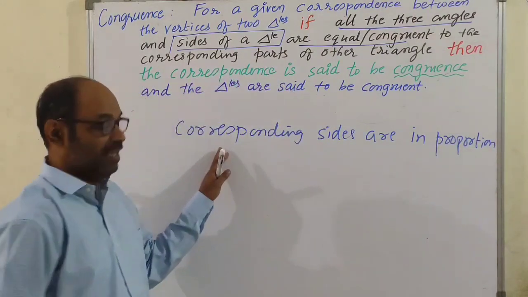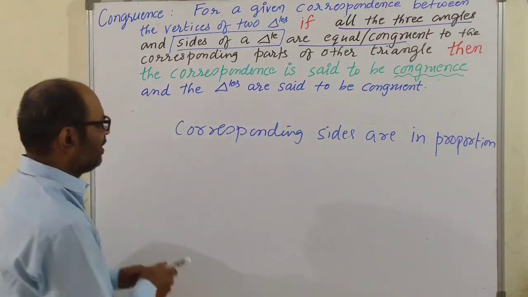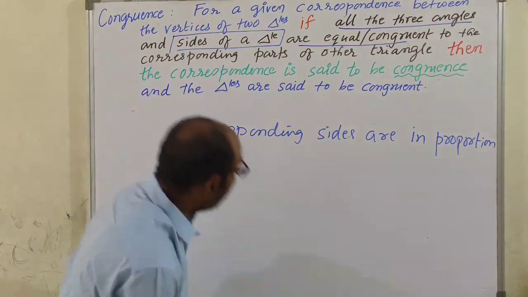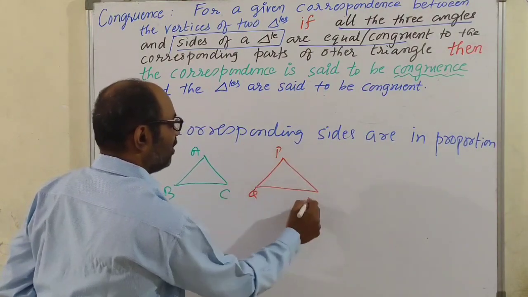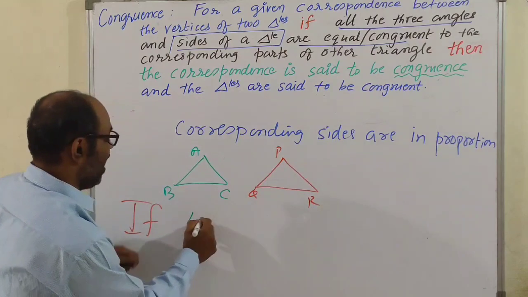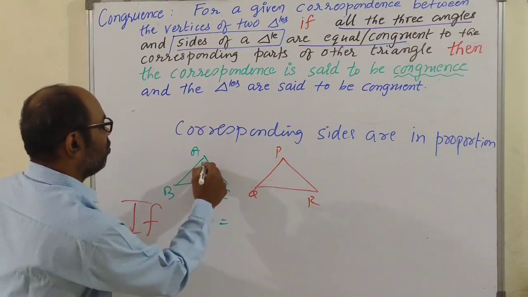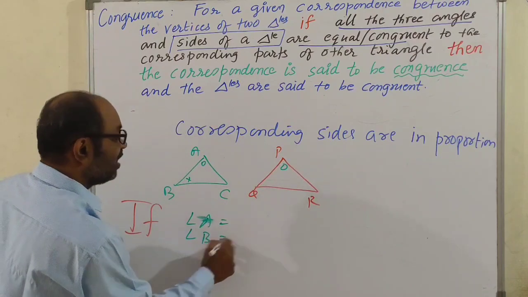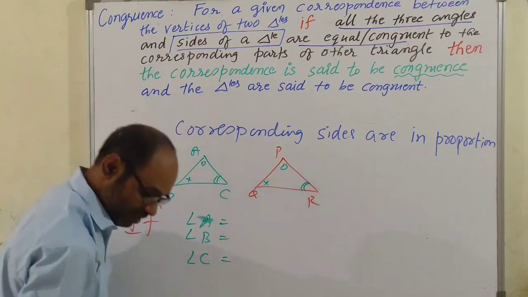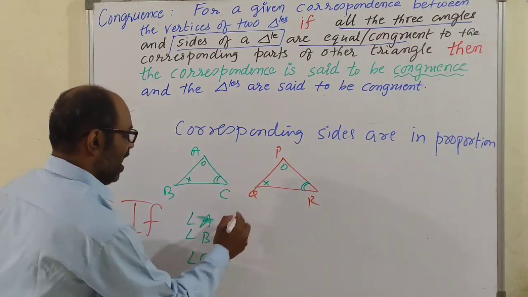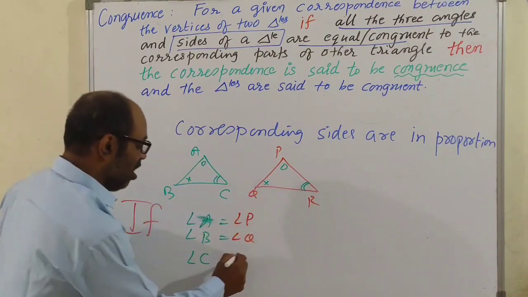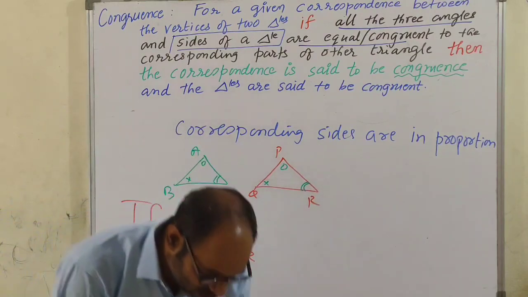Now what do you mean by saying corresponding sides are in proportion? Let's take two triangles, ABC and triangle PQR. If angle A is congruent to angle P, angle B is congruent to angle Q, and angle C is congruent to angle R. What is angle A congruent to? Angle P. What is angle B congruent to? Angle Q. What is angle C congruent to? Angle R. Corresponding angles are congruent.